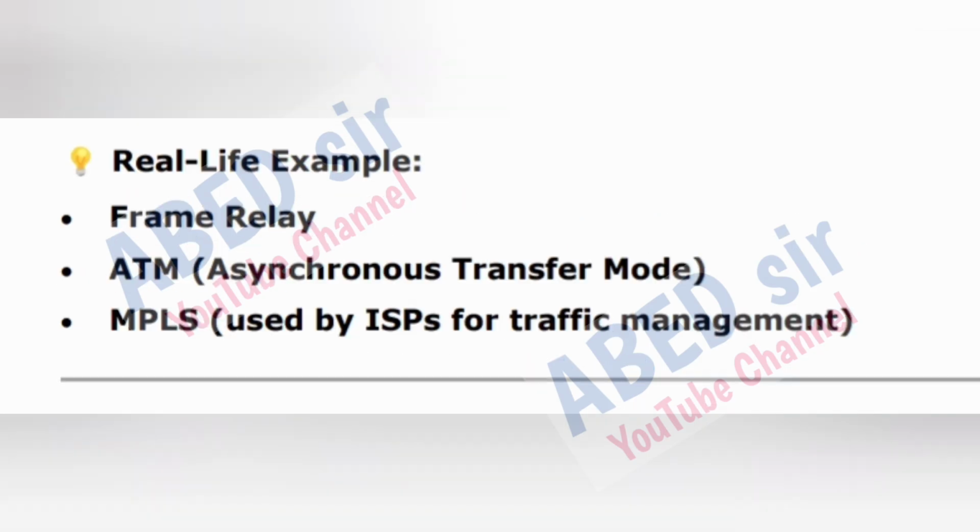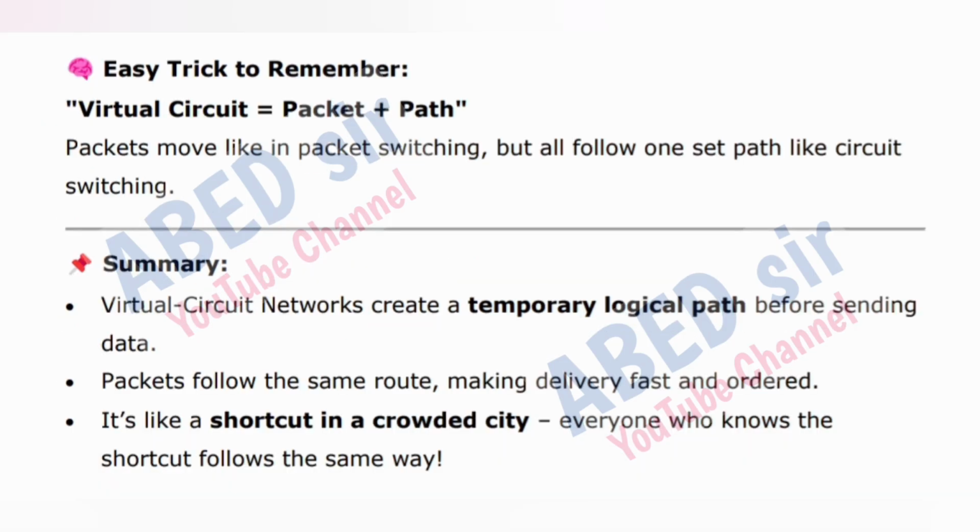Real-life example. Frame relay. ATM, asynchronous transfer mode. MPLS, used by ISPs for traffic management. Easy trick to remember. Virtual circuit is equal to packet plus path. Packets move like in packet switching, but all follow one set path like circuit switching.